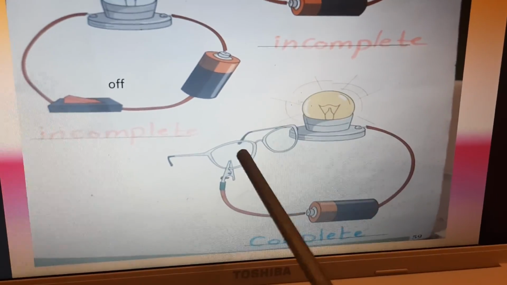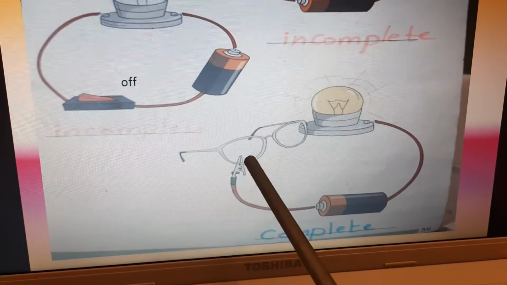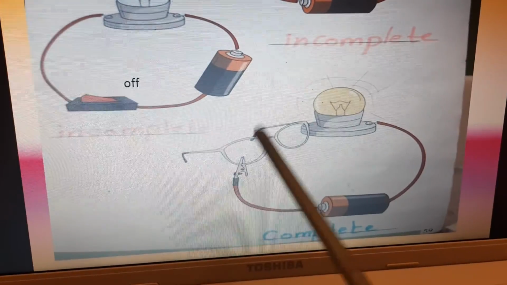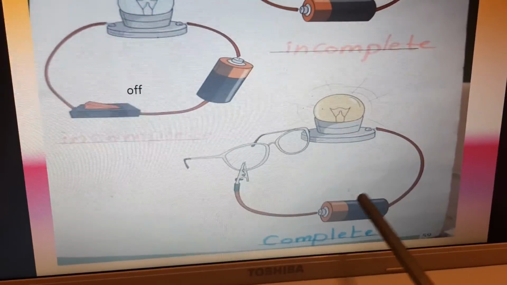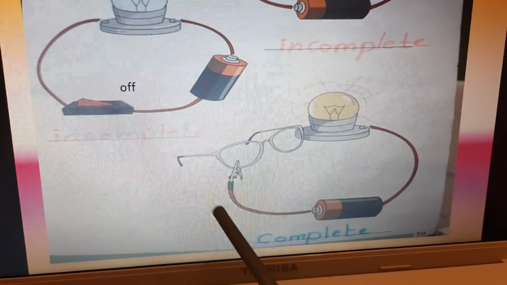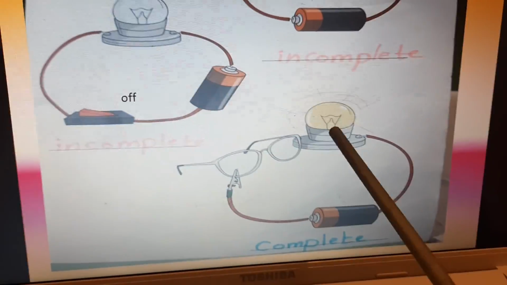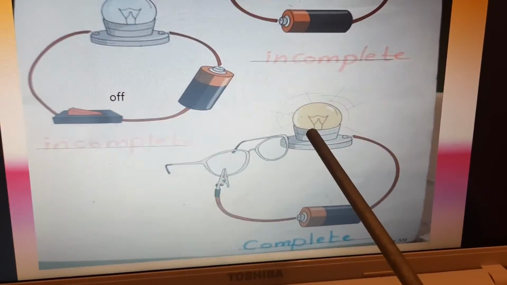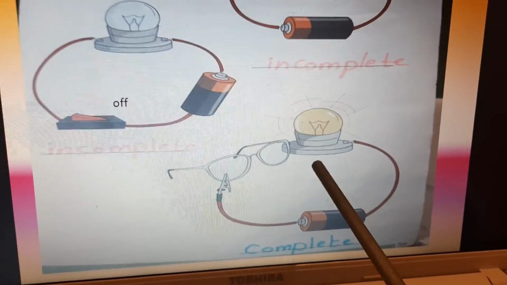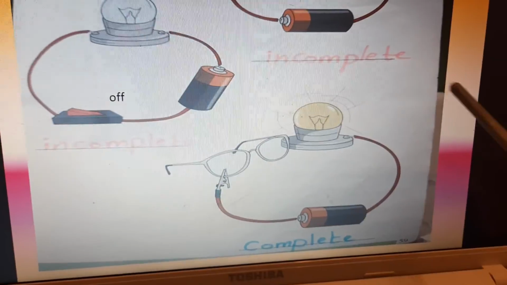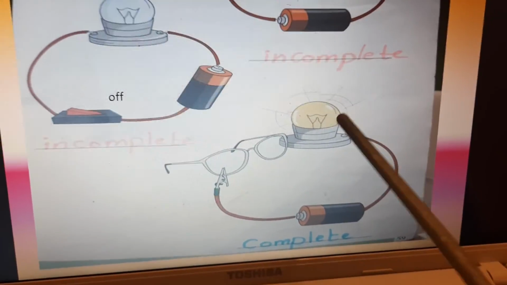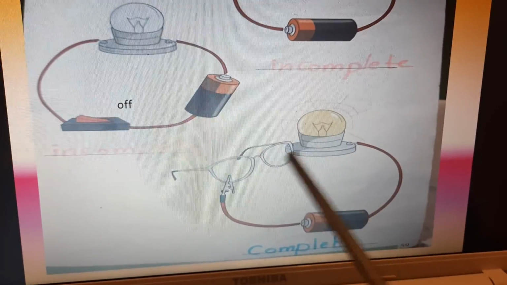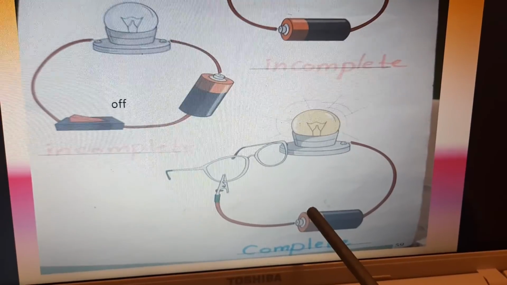Look at here. We have here glasses. But this is made of metal. مصنوعة من المعدن. So electricity can flow through wire and glasses to reach bulb. Then the bulb will light. سوف تضيء. So this is complete or incomplete? Yes, complete circuit. Because the bulb will light, we have electricity here.